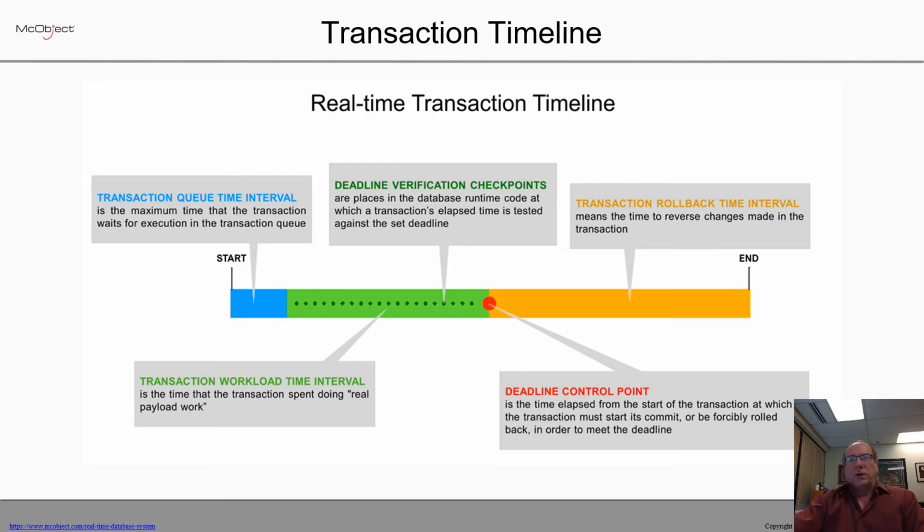At some point, the transaction must commit or abort to allow the database runtime to finalize the transaction before the deadline. Therefore, a real-time database system must monitor the progress of the transaction and forcibly abort it when it can be determined that it's necessary in order for the transaction to complete before the deadline. This is the deadline control point. Remember, in a real-time database system, each transaction must complete before the deadline and never be late. Here, complete means meeting the deadline by successfully committing or successfully aborting.